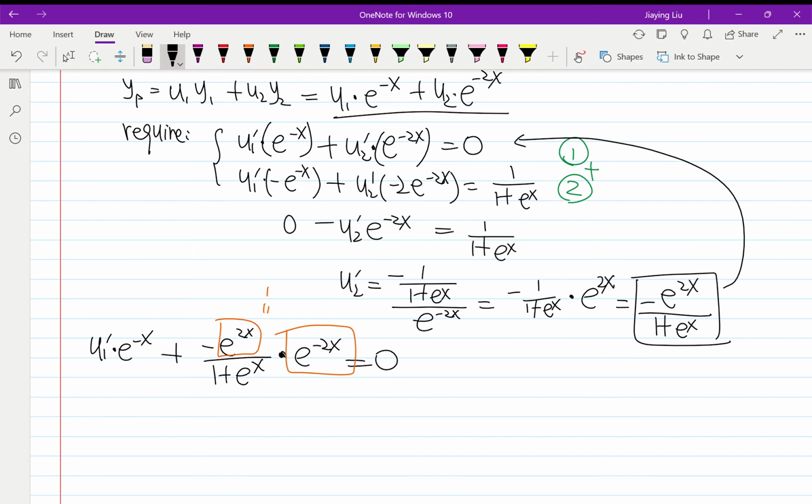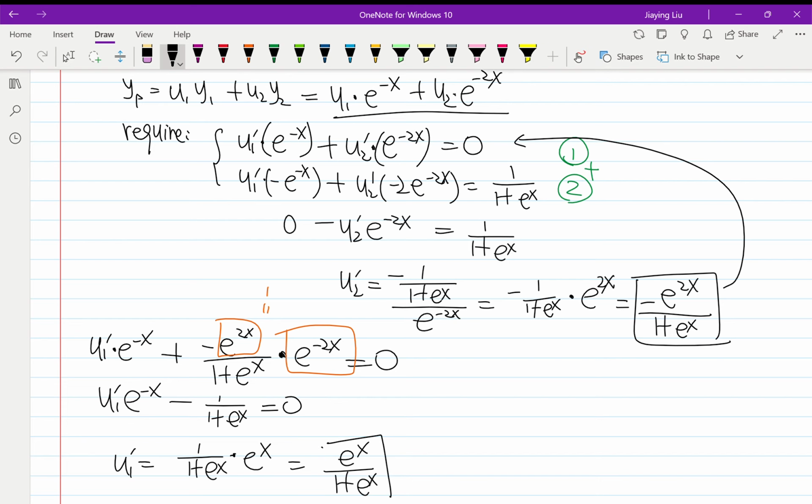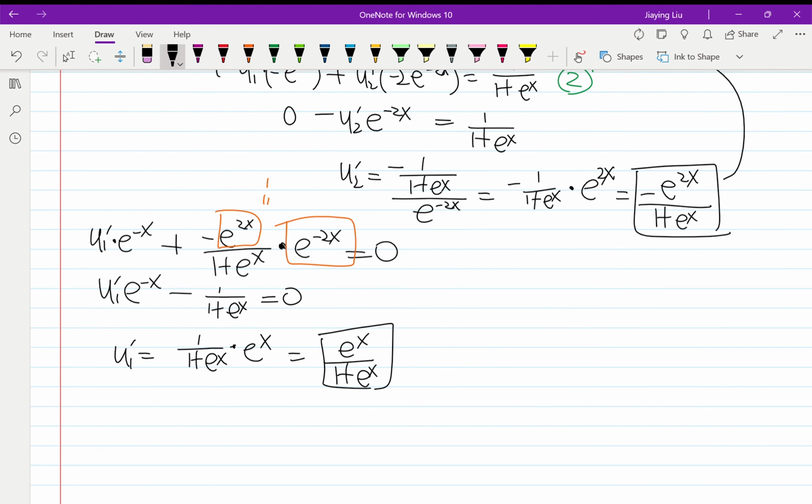So we get u1 prime e to the negative x minus 1 over 1 plus e to the x equals 0. Move the fraction to the right-hand side, divide by e to the negative x. So I get u1 prime equals 1 over 1 plus e to the x. Divide by e to the negative x means multiply by e to the x. So I end up with e to the x over 1 plus e to the x. Any questions?